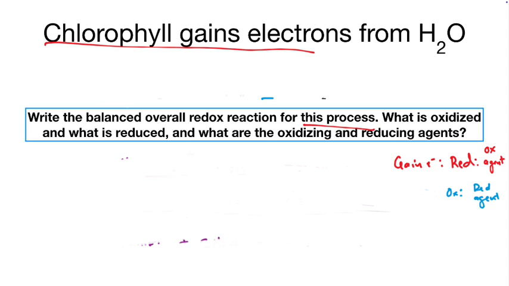How do you answer the question, what is oxidized and what is reduced? The very first line, chlorophyll gains electrons. If chlorophyll is gaining electrons, what happened? It was reduced. The statement actually gives it to us. So you don't have to dig into the chemical equations. You can start to manipulate those systems directly as is. Make sense?